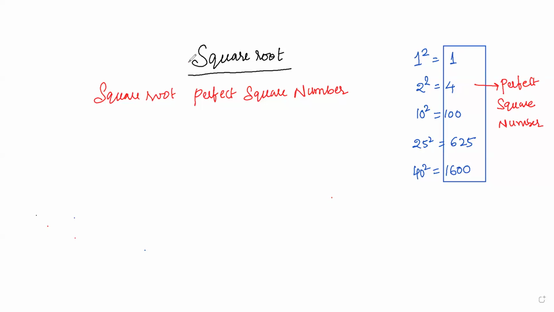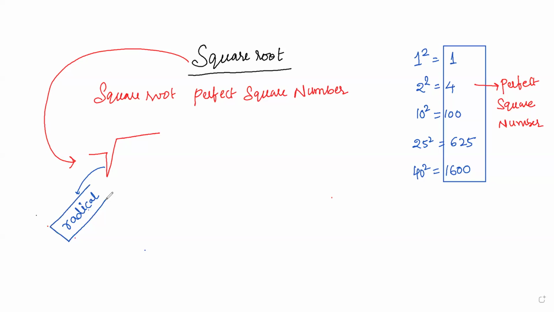Right. So let me tell you what the symbol of the square root is. This is the symbol of the square root. This symbol is called the radical. And here we are writing a number. Any number, let me take x. We are writing one number under this radical, and this number is called the radicand. But today the radicand is a perfect square number only.